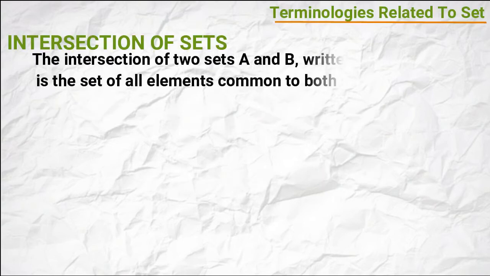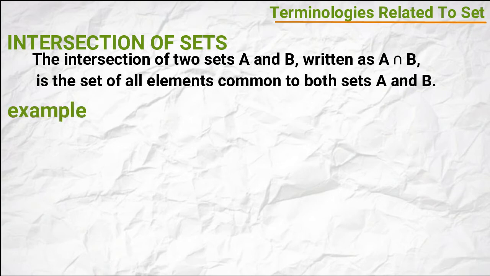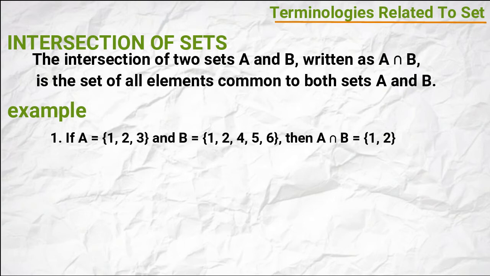The intersection of 2 sets A and B, written as A intersection B, is the set of all elements common to both sets A and B. Example, number 1. If A is equal to {1, 2, 3}, and B is equal to {1, 2, 4, 5, 6}, then A intersection B is equal to {1, 2}.